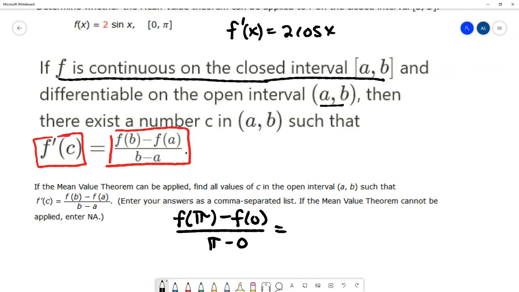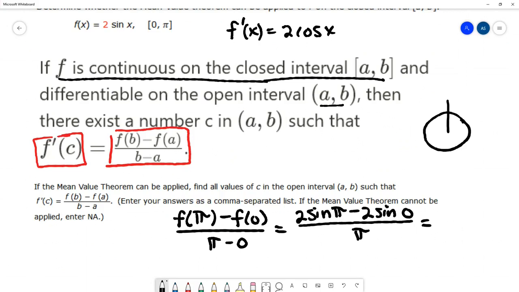So f of b, f of pi, that's 2 sine pi minus 2 sine of 0 over pi. And sine of pi, that's the y-coordinate. So on our unit circle, the angle of pi would be here. That ordered pair is -1, 0. Sine is the y-coordinate. So we get 0.